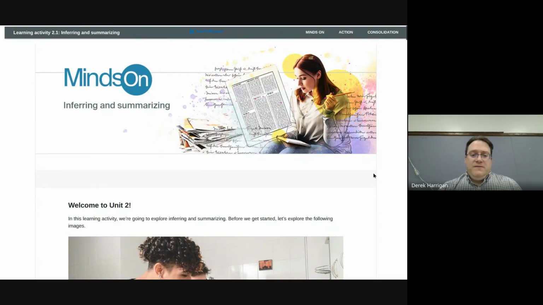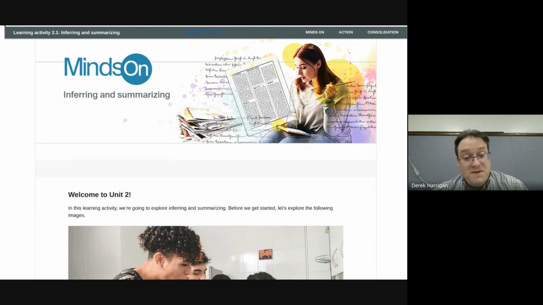So in this activity, you'll note, well, first off, this is the first activity of Unit 2, and much of Unit 2 is going to revolve around inferring, summarizing, and then we're going to get into news articles, and you're going to eventually have to write your own news article.